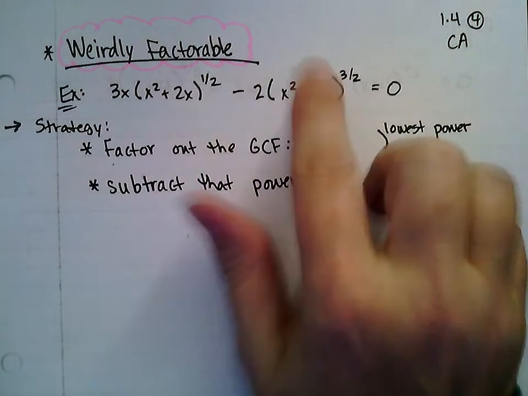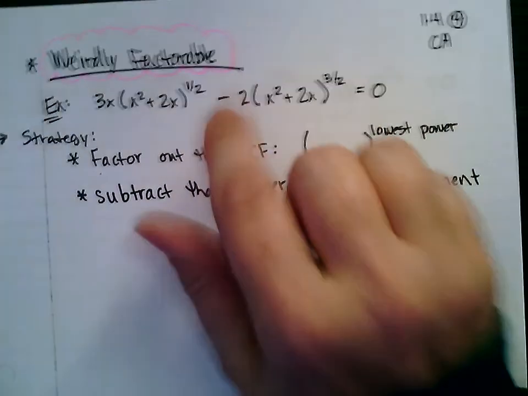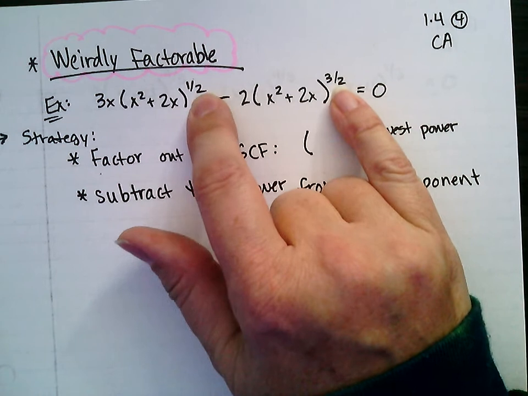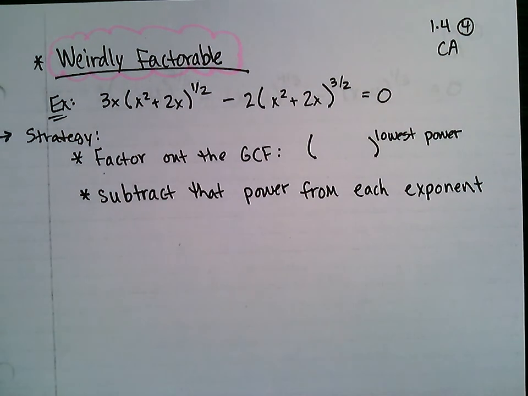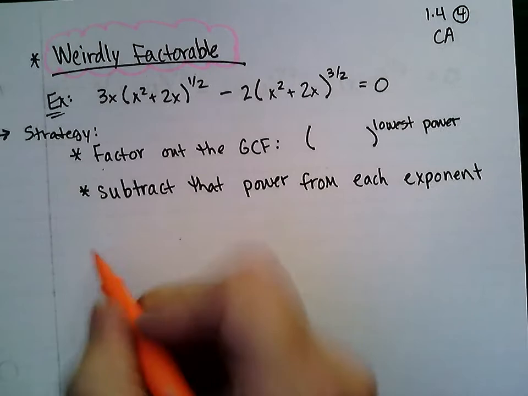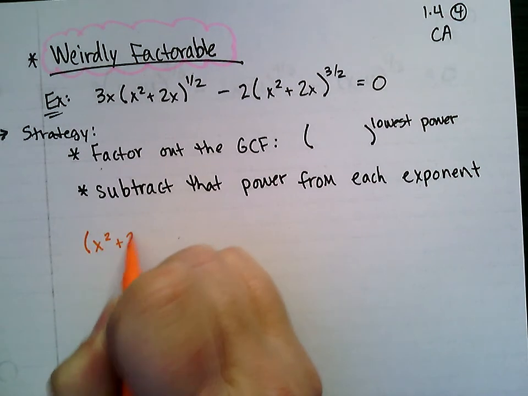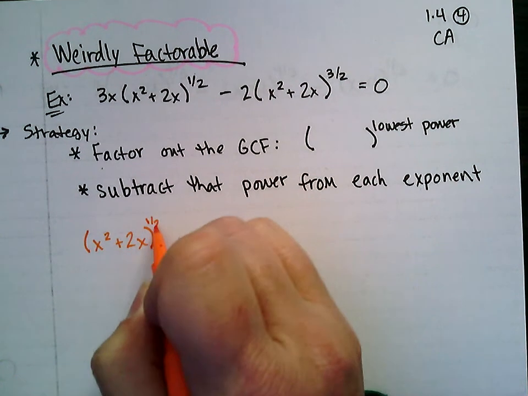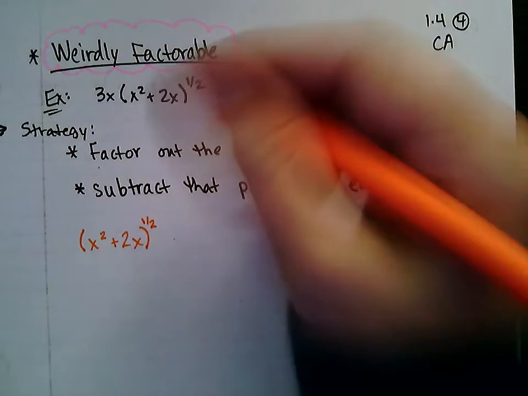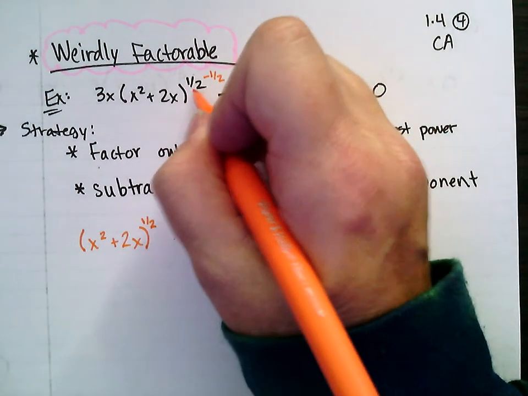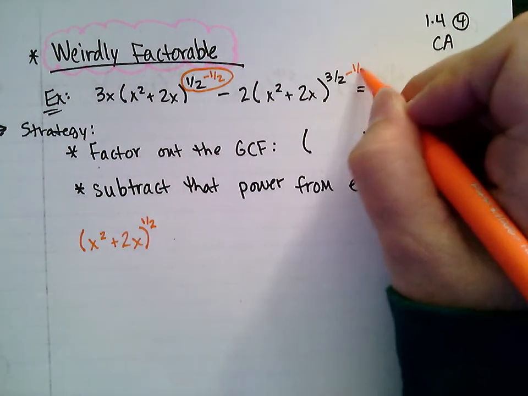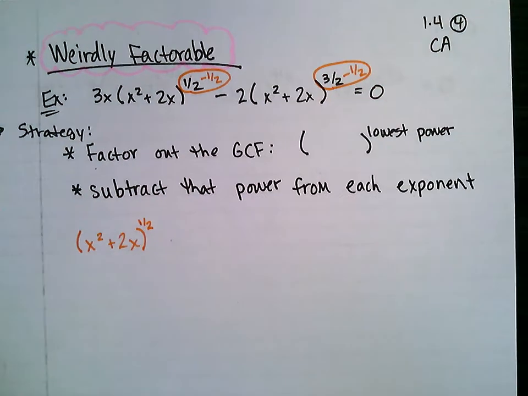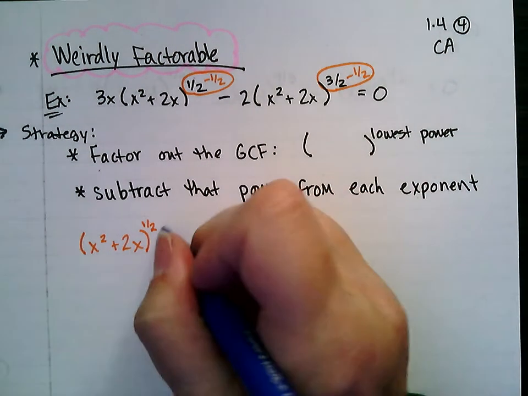Okay, so in this problem, our lowest exponent is 1/2. So I am going to factor out x squared plus 2x to the 1/2 as my GCF. So I'm going to take x squared plus 2x to the 1/2. That's going to be my GCF. Then I'm going to subtract that 1/2 from both of those exponents. And then whatever's left, I'm going to keep writing down. So here I go.